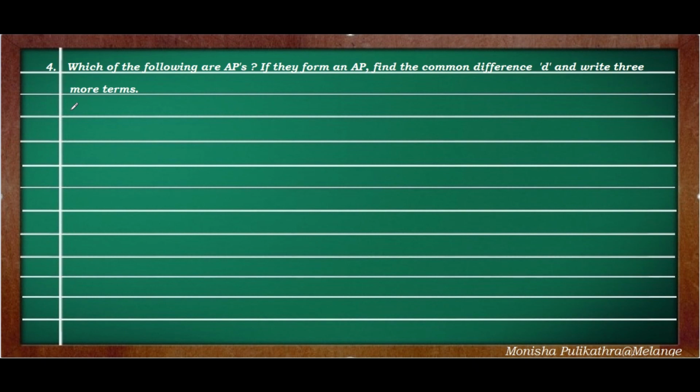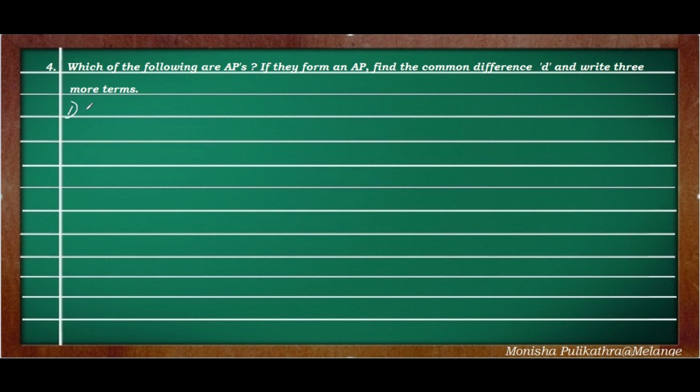Okay. So if it is in AP, then we need to find the next three terms. And if the given sequence is not in AP, that is, if the common difference varies, then that sequence will not be in AP form. At that time we need to stop the problem. Okay, let us do the problem.